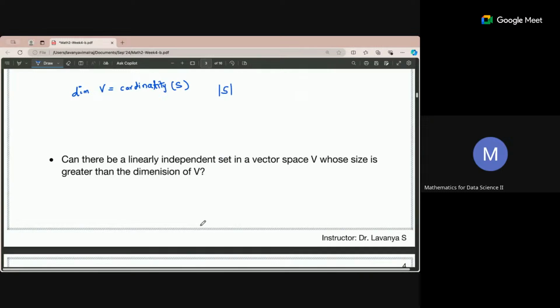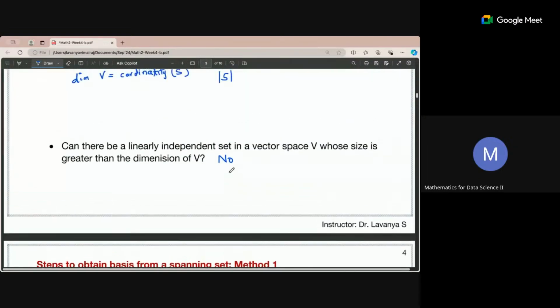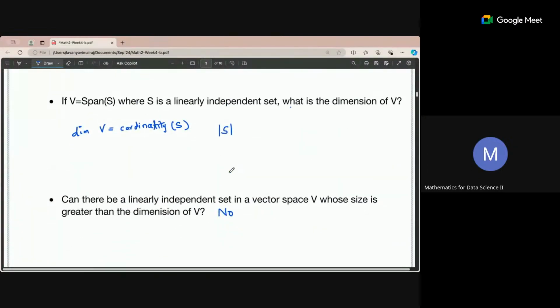Can there be a linearly independent set in a vector space V whose size is greater than the dimension of V? No. No, it's not possible. Correct. Very good. I guess at least some of you understood the concept clearly.